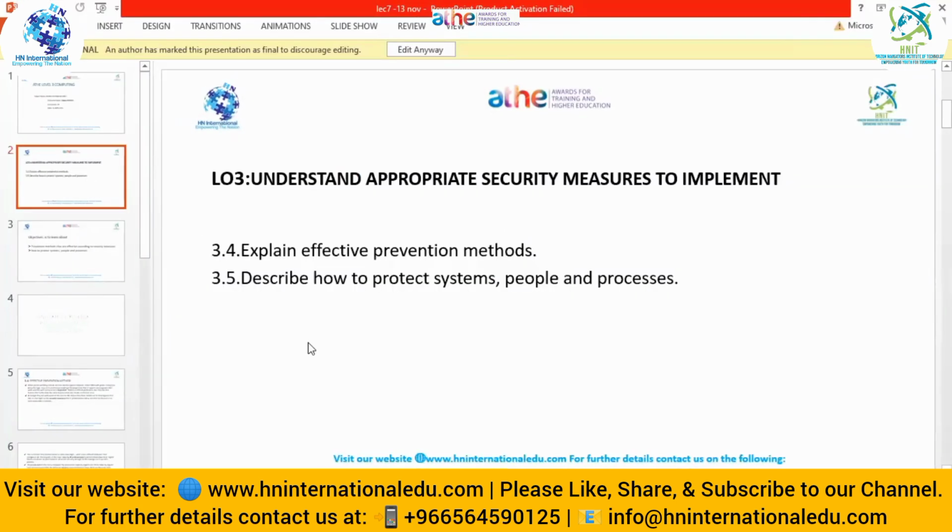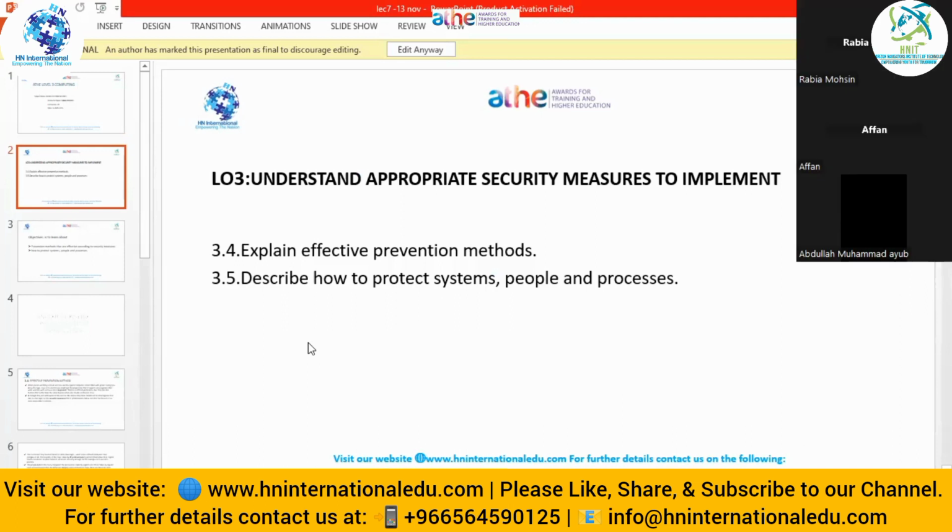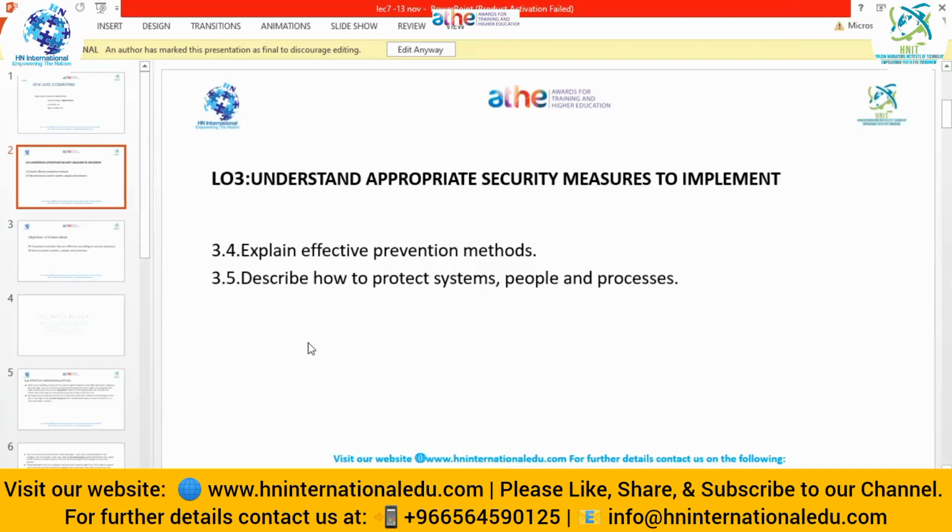So today our lecture is about LO3, the last two points, the last two units: first, explain effective prevention methods, and second, describe how to protect systems, people, and processes.